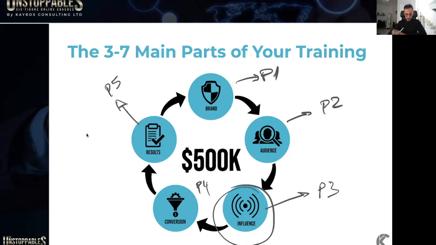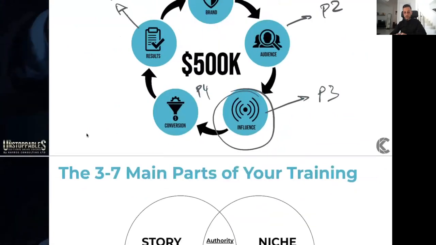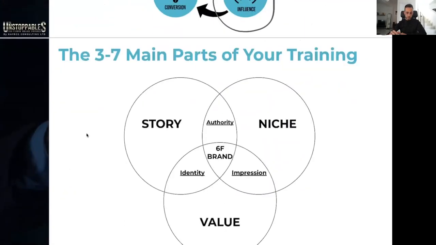Now, what do you do? This is how I made my first $500,000 online, by the way, only on Facebook. That was in 2019. Cool. So now, how do you put that in a way that it's easy to remember?